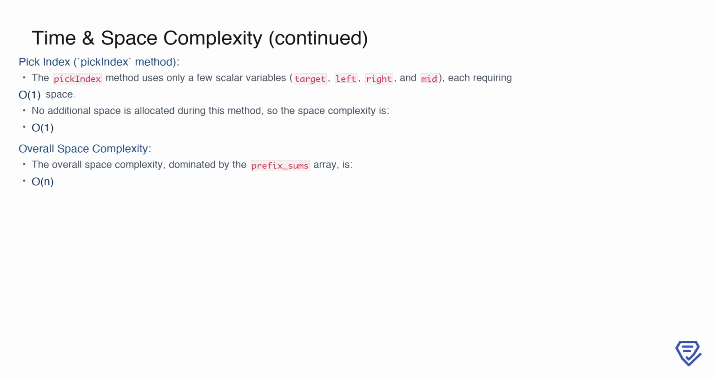Turning to the space complexity of the pickIndex method, we see that it uses only a few scalar variables: target, left, right, and mid. These are used during the binary search and require constant space, or O(1), since no additional data structures are allocated. Consequently, the space complexity of pickIndex is O(1). When combining both initialization and pickIndex, the overall space complexity is dominated by the prefix_sums array, which requires O(n) space. Therefore, the total space complexity for the optimized approach is O(n).